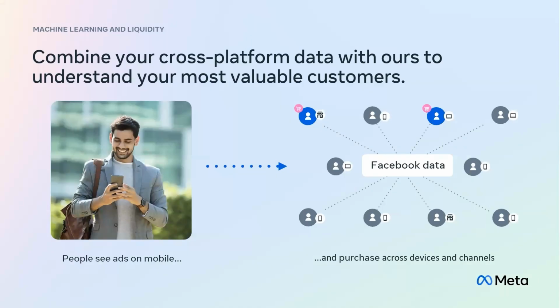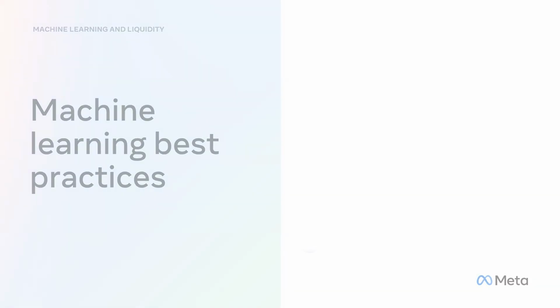Now, what happens during the learning stage or learning phase? The machine learning algorithm combines your cross-platform data to understand your most valuable customers. Where are they coming from? How much time do they take to convert? Which platform should the advertisement be showcased on? All of this is what happens in the learning phase, and that's why it's important that you come out of the learning phase very quickly so that your active delivery starts.